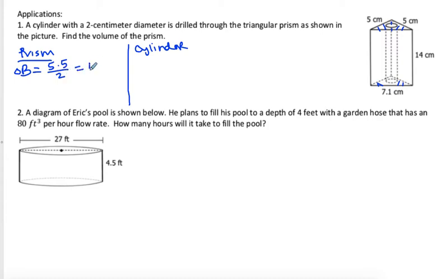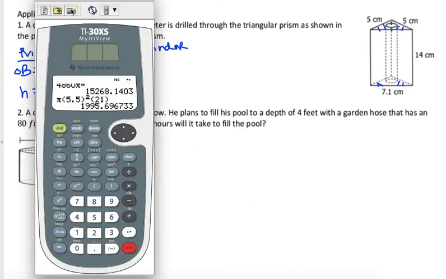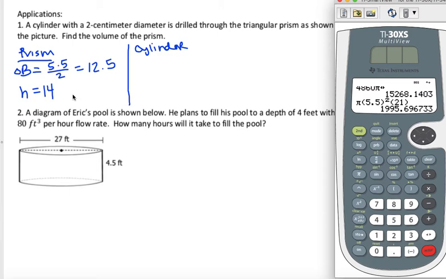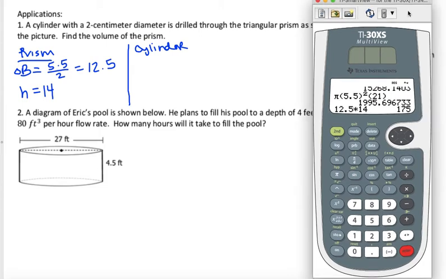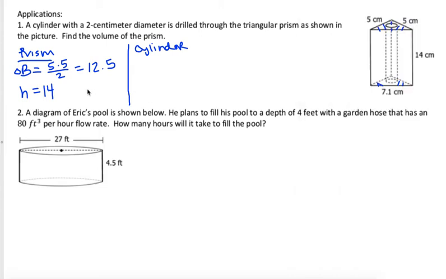So that gets me my 12.5. And then my height of the prism, base to base, is 14. Okay, so now when I put this in my calculator, 12.5, the area of my base, times the 14, that's where I get 175 here. But that would be if it wasn't hollow.